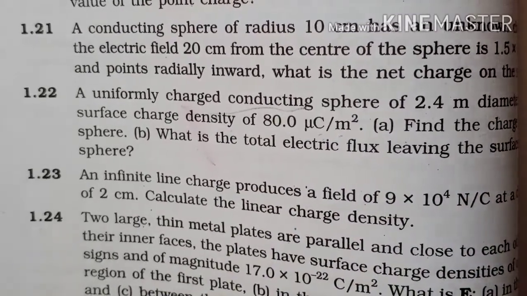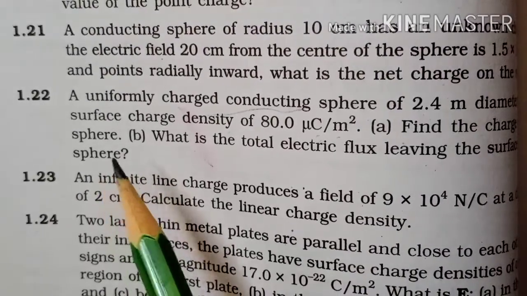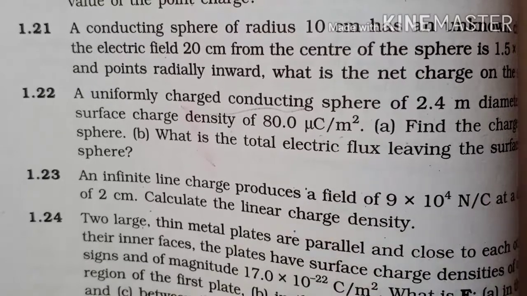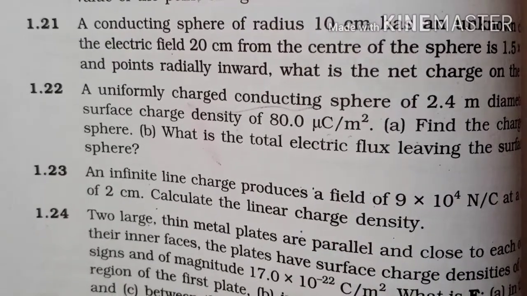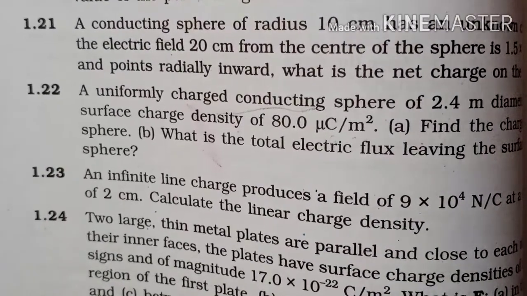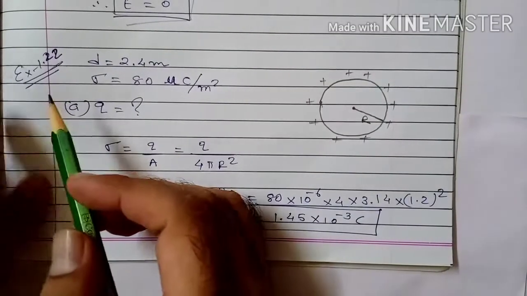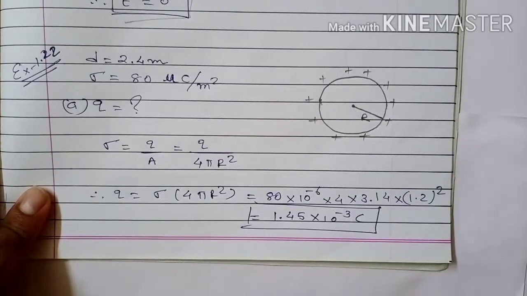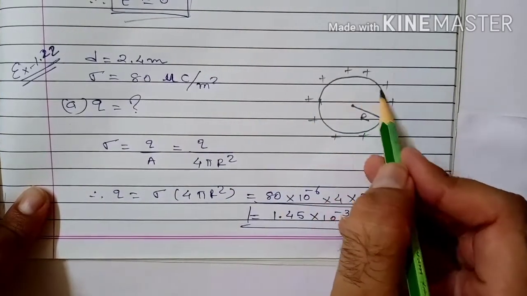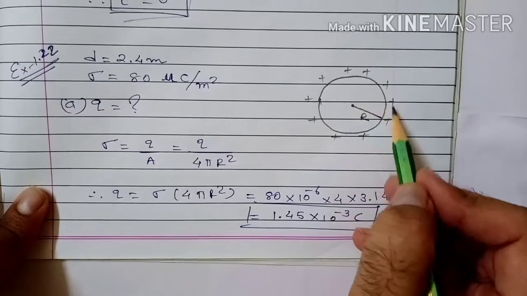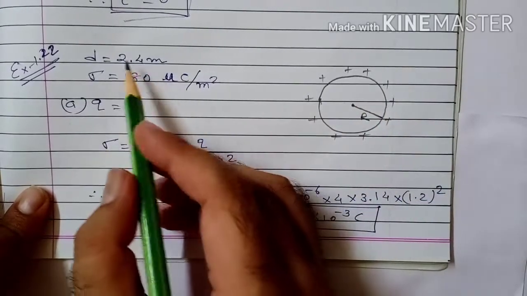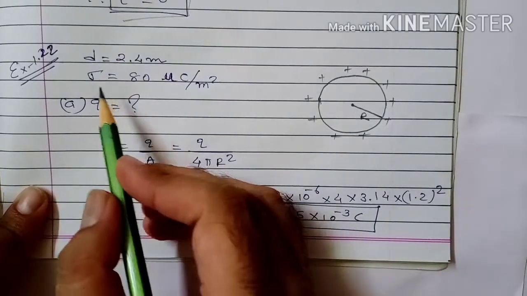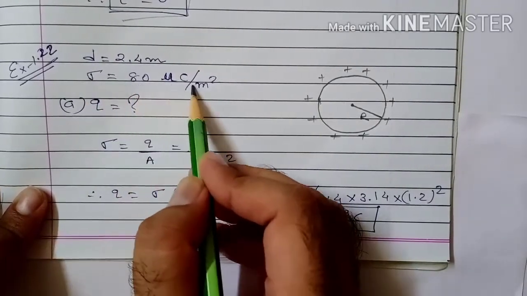First we have to find charge on the sphere. Second, what is the total electric flux leaving the surface of sphere? Then we have to find electric flux leaving the surface of sphere. Here I have considered one sphere of radius capital R, and here this sphere is positively charged. Diameter of the sphere is 2.4 meter. So radius will be 1.2 meter. Surface charge density, that is 80 microcoulomb per meter square.